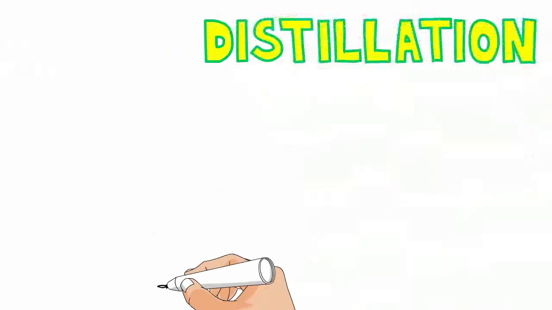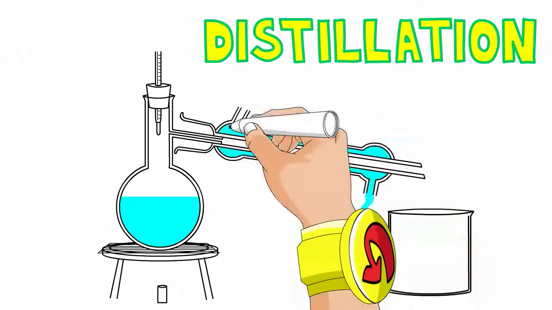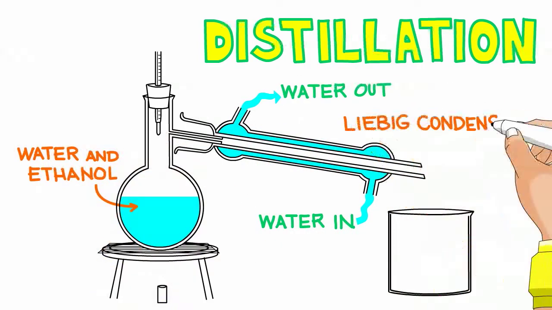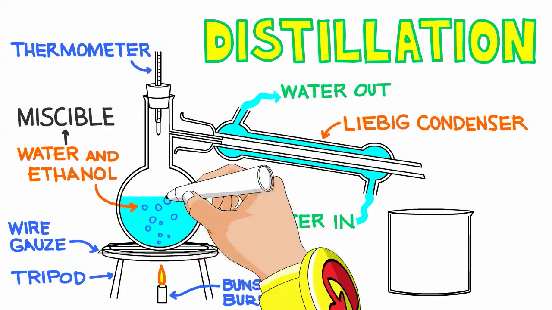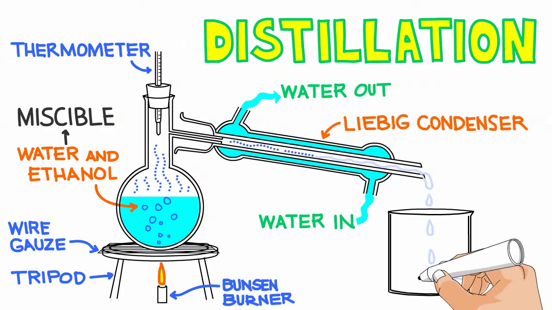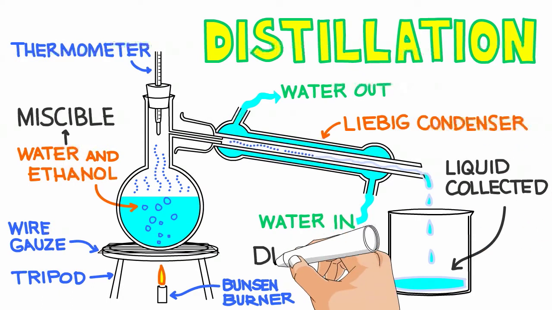Distillation. Distillation can be used to separate a mixture of two liquids that mix together but have different boiling points. Liquids that mix together are called miscible. The liquid with the lower boiling point will boil, evaporate, condense in the condenser, and get collected. The liquid that is collected is called the distillate.